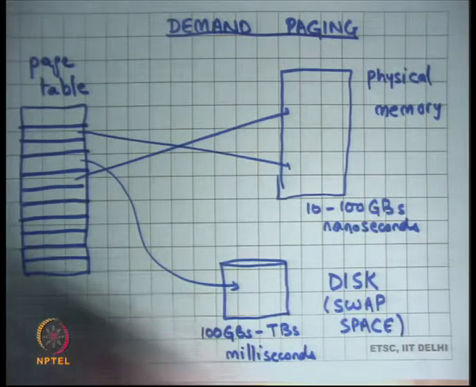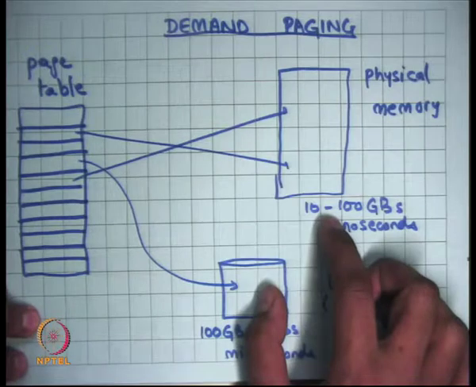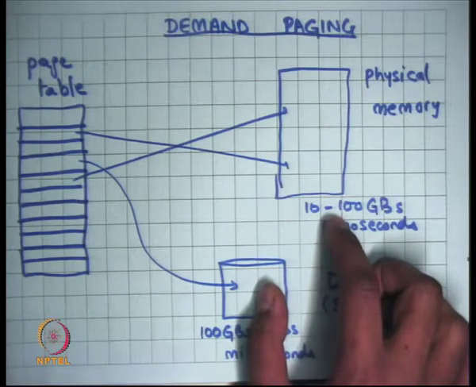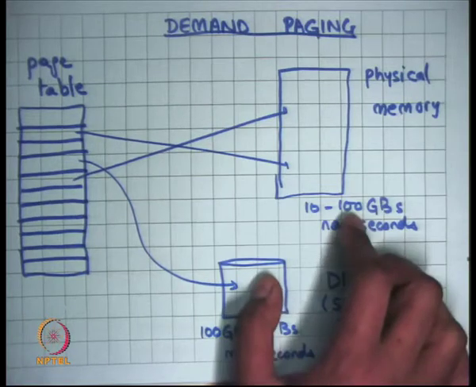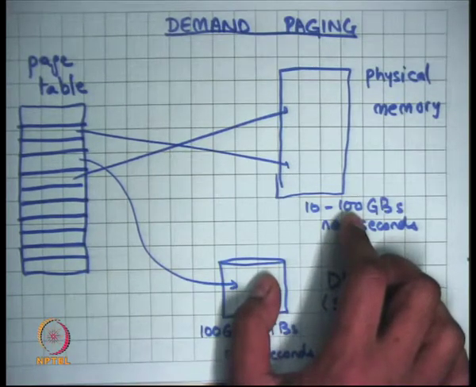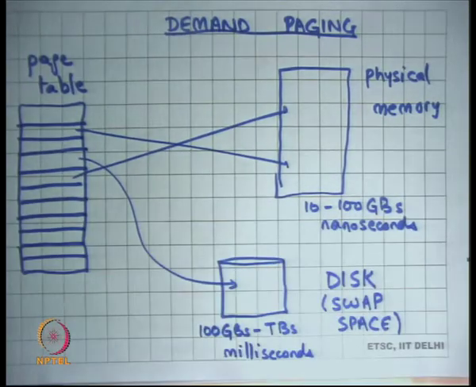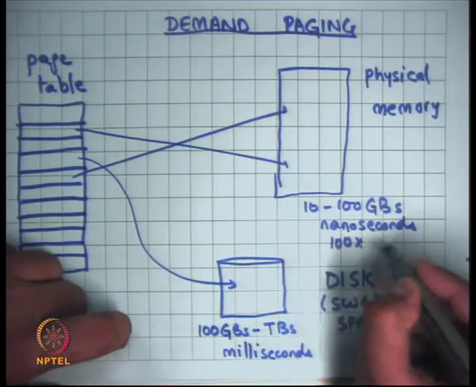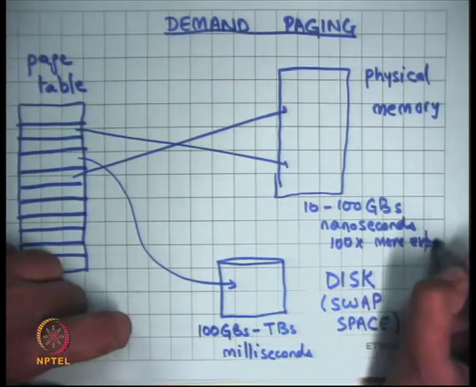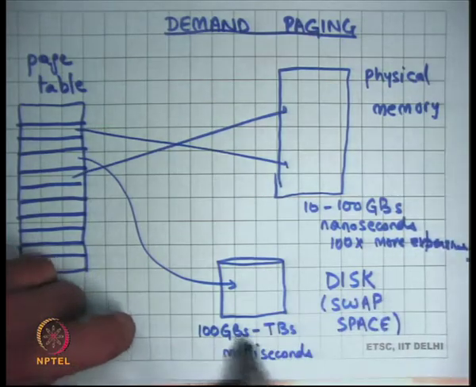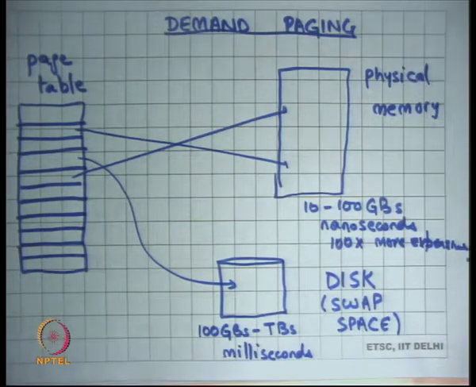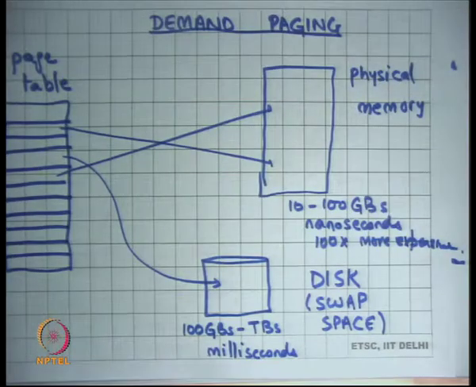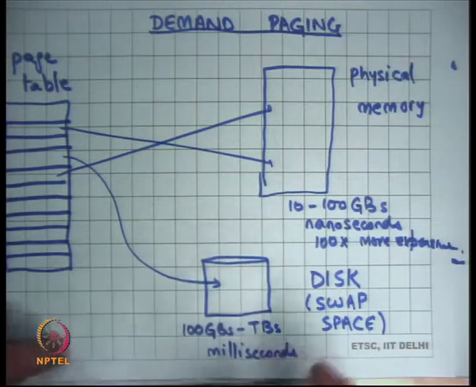The physical memory, one common technology is DRAM. Today you will get tens to hundreds of GBs of DRAM, but it's more expensive. It's usually 100 times more expensive than disk, roughly speaking. And disk, on the other hand, you can get hundreds of GBs to terabytes, and it is much cheaper. So the cost per byte is 100 times more in physical memory than it is in disk. So you can afford to have much larger disks than you can have physical memory.